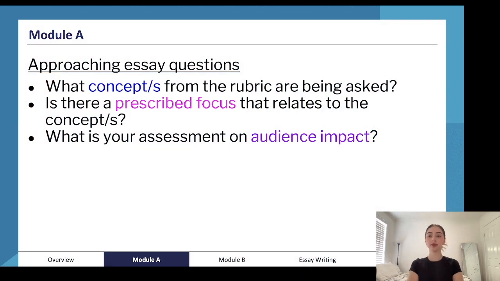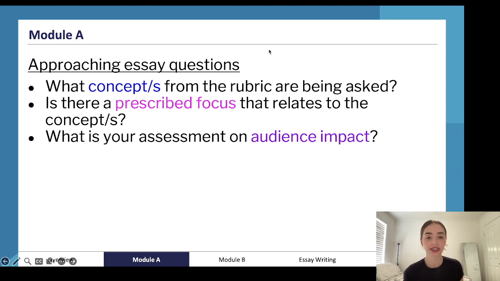All right, approaching essay questions. So this is how you want to deconstruct essay questions from any kind of practice paper that you're doing, or any past paper, or in your trials or in your HSC. There are three things you want to look at in particular for Module A.